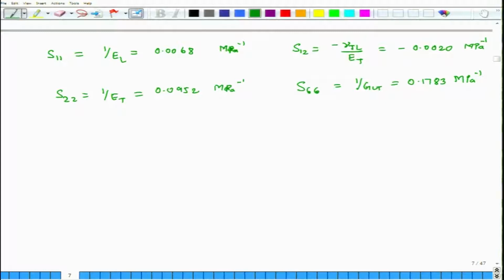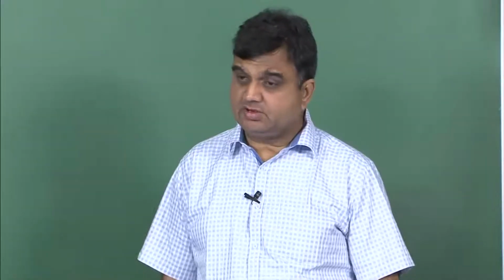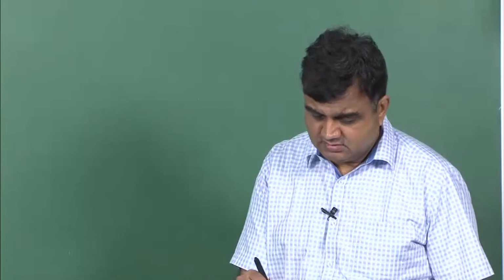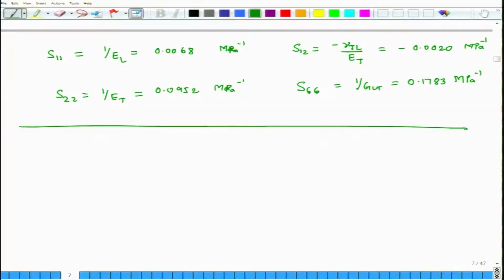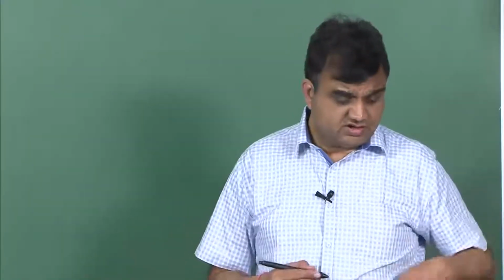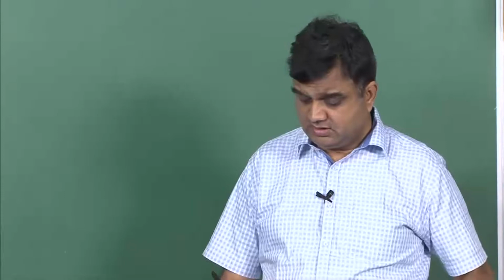So, once again Qs have a unit of MPa, Ss have a unit of MPa inverse, EL, ET, GLT have a unit of MPa, and nu LT is dimensionless. So, this is the conclusion of the discussion on how S, Q and engineering constants are related to each other.